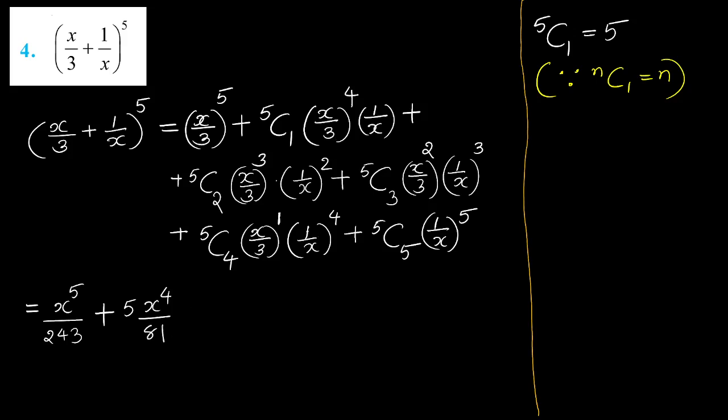Or can I reduce steps? I think it is better to reduce steps. X raised to 4 by x. Can you see that? X raised to 4 by x, you will get x cube. Denominator 3 raised to 4, it will be 81.